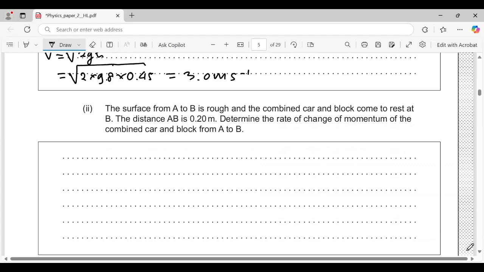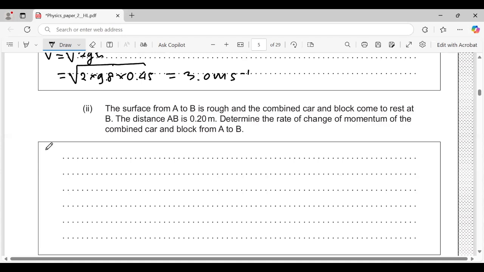Part 2. The surface from A to B is rough, and the combined car and blocks come to rest at B. The distance AB is 0.20 meters. Determine the rate of change of momentum of the combined car and block from A to B.